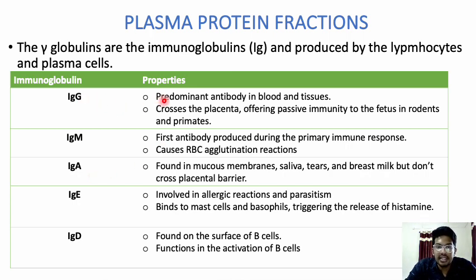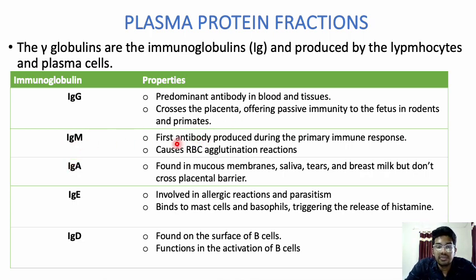IgG is the predominant antibody in the blood and tissues. It crosses the placenta and offers passive immunity to the fetus in case of rodents and primates. In large animals or livestock, this doesn't happen. Antibodies will not penetrate the placenta. That's why I have said previously that the colostrum has to be withheld in case of horse, because of that neonatal type of hemolysis in equines.